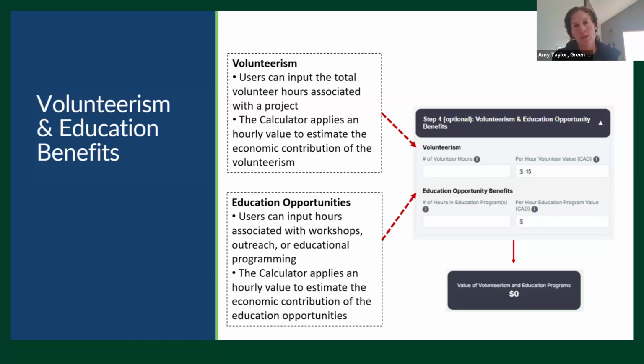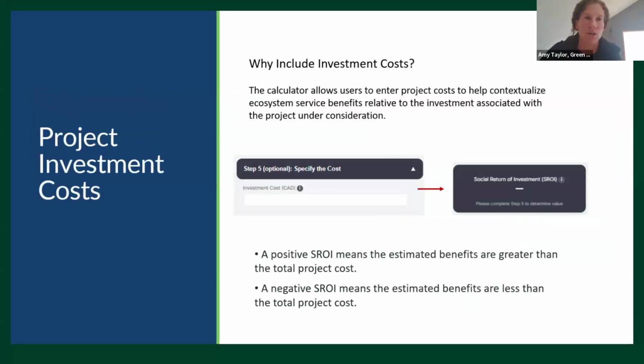Those are optional features within the calculator, as is the next feature on the next slide, which is to enter the cost of the project. If users do know the cost of the project, they can enter that, and the calculator will compare the cost with the sum of the service benefits derived from that particular project. And in this way, they can calculate a social return on investment, or SROI. A positive SROI means that the benefits exceeded the costs, and a negative means that the benefits did not exceed the cost.